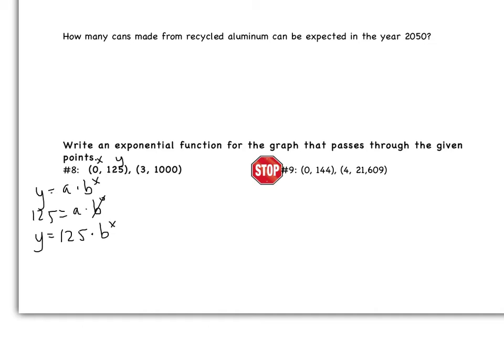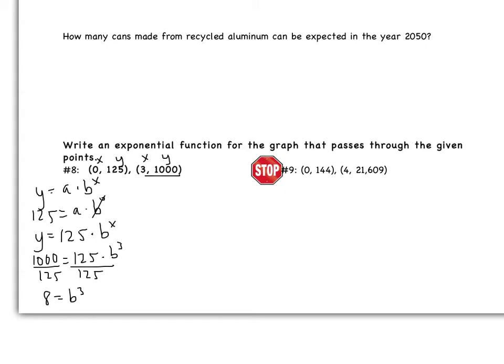Now I need to find out what b is. That's where my second point comes in. Again, I'm going to substitute for x and y. This time I have 1,000 equals 125 times b to the third. If I divide both sides by 125, I get 8 equals b to the third.